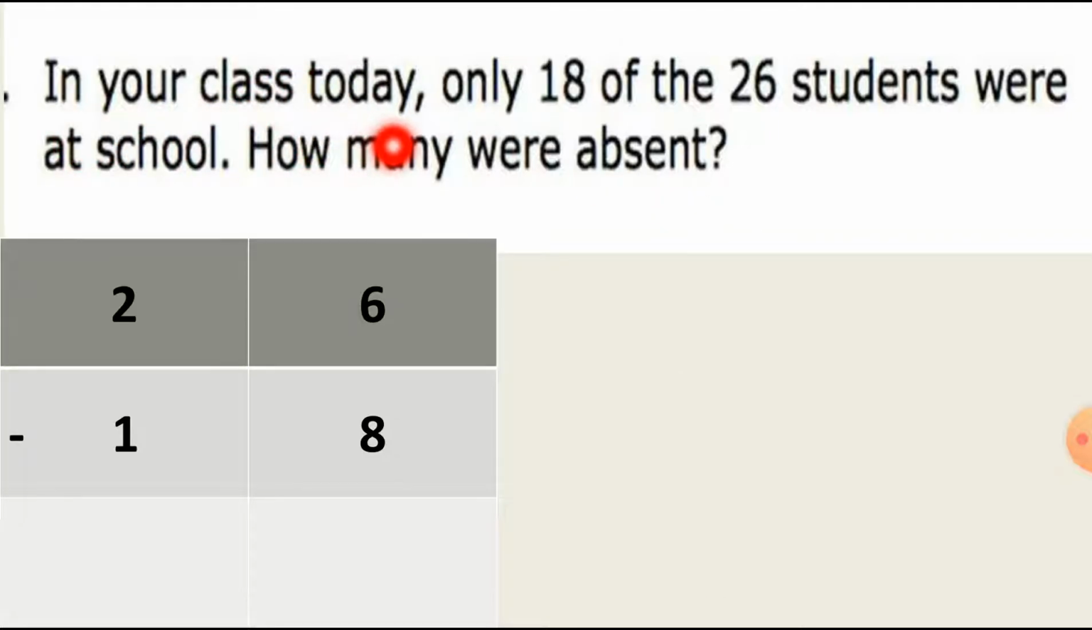In your class today, only 18 of the 26 students were at the school. What is the meaning of this sentence? In your class today, only 18 students are present from the 26 students. Understood this? Total strength, the total students of the class, is 26, and from this 18 are present. So how many were absent? We have to find how many students did not come to the school. So we have to perform the subtraction.